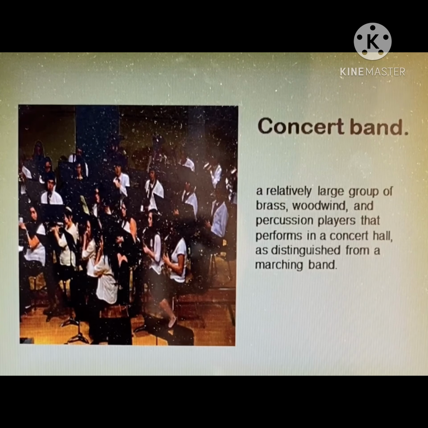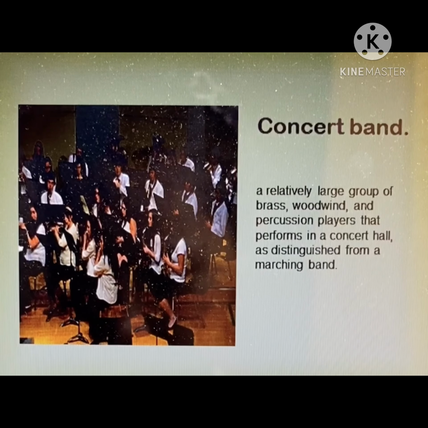So if we look at the orchestra and the concert band, they seem similar, but there is a difference. The most obvious difference between the ensembles is the instruments that call the ensemble home. An orchestra uses violins, violas, cellos, and basses, while a concert band is made up of woodwind, brass, and percussion instruments. So that is their difference.